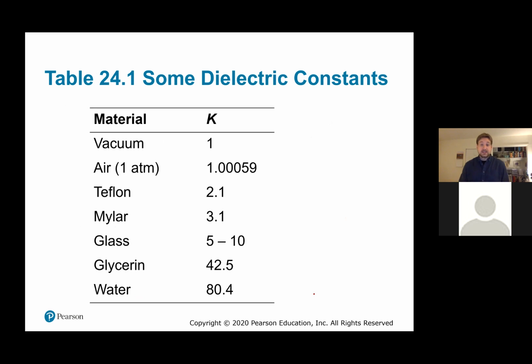Sample dielectric constants, kappa. Vacuum. Air is very close to vacuum. Pure distilled water is very high, 80 times the permittivity. It's 80 times harder to establish an electric field in distilled water than it is in vacuum.